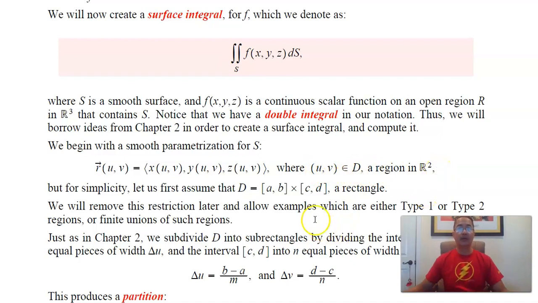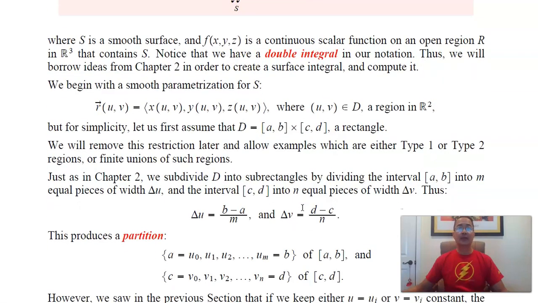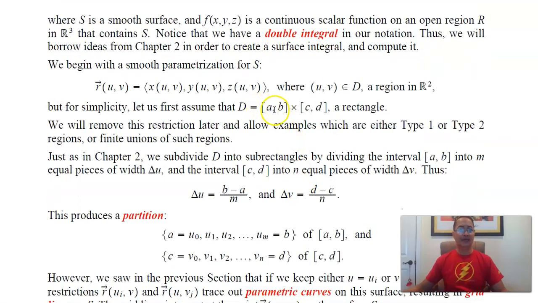To keep it simple, we're going to make it a rectangle, but in the near future, we're going to allow the domain to be a triangle or a circle or some other region that we know how to set up a double integral for. The construction is very similar to what we did for a double integral way back in chapter 2. So here's our domain. In fact, a lot of this was just cut and paste.